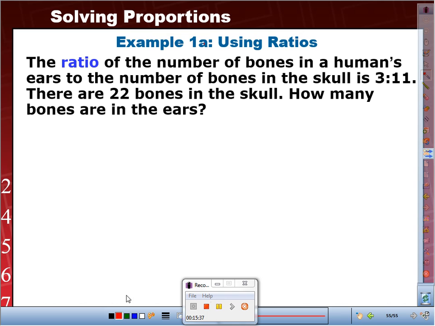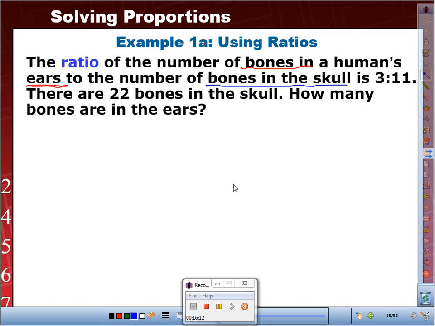Look up, please. I'm going to start with the color red. I'm going to read the problem: the ratio of numbers of bones in the human ears to the bones in the human skull. So here we're comparing which item? Bones, right? But from the ear to the skull. Which is the first one that they mention? Ear. So I write bones in ears and underline that with red, so I know and keep track of which one was mentioned first. From there I use a different color for the number of bones in the skull. So I underline in blue bones in the skull.